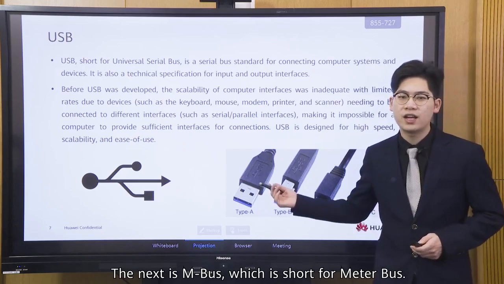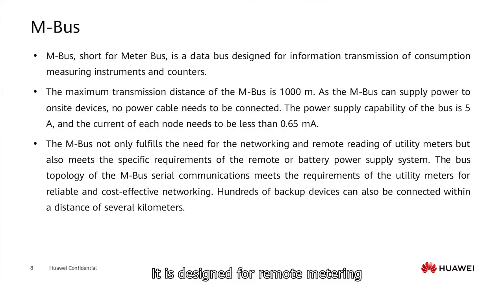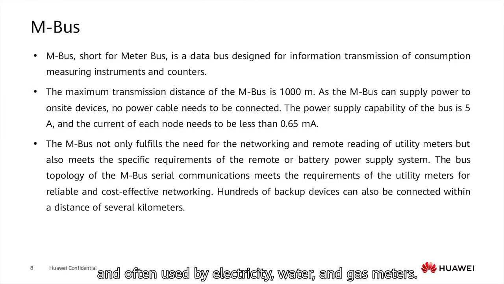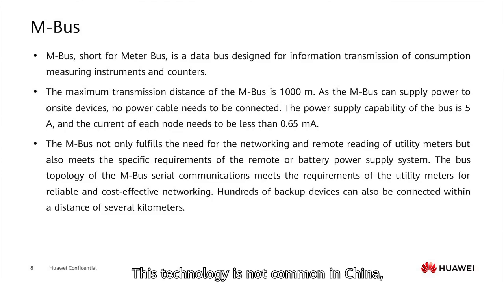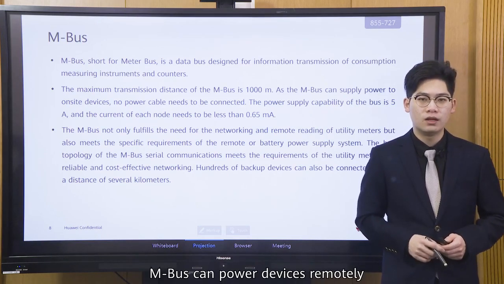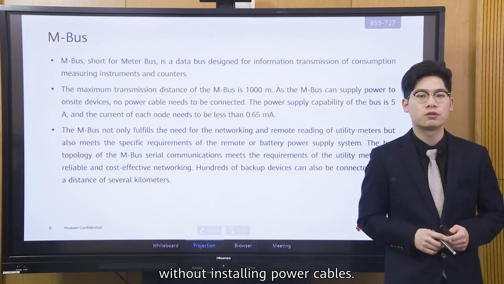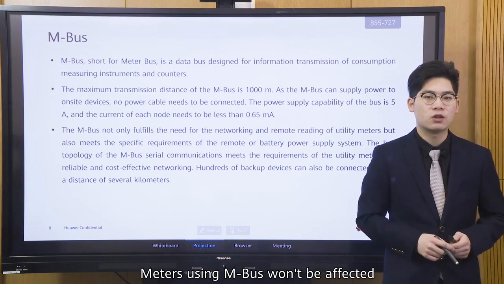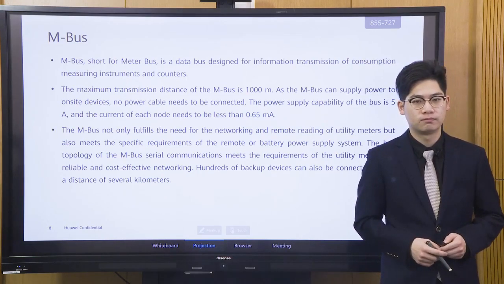The next is M-Bus, which is short for meter bus. It is designed for remote metering and often used by electricity, water, and gas meters. This technology is not common in China, but it is widely used in Europe. What are the characteristics of M-Bus? M-Bus can power devices remotely without installing power cables. Meters using M-Bus won't be affected if you have a power outage at home.